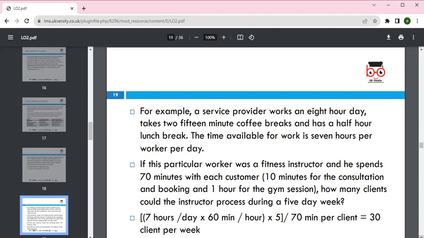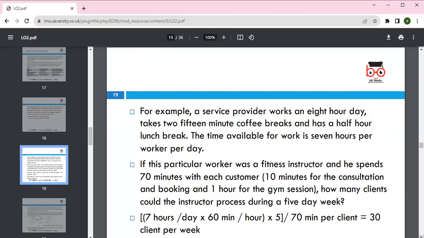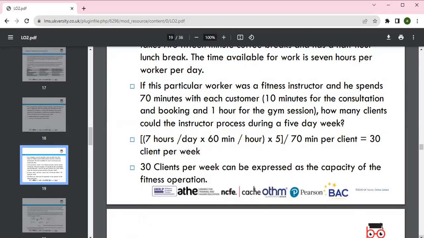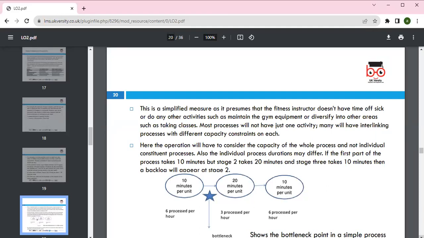The time available to work is 7 hours per day. In this particular case the worker is a fitness instructor who spends 70 minutes on each customer: 10 minutes consultation and 1 hour for the gym session. How many clients could the instructor process during the 5 days? Yes, so we can use the daily time used, and work out how much capacity is used in that way.